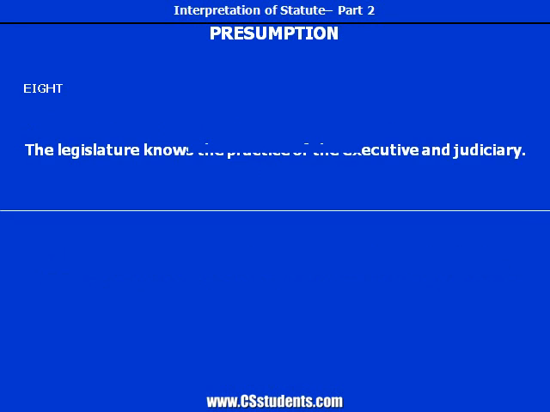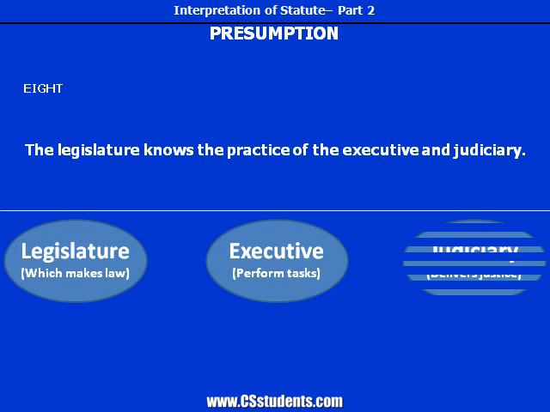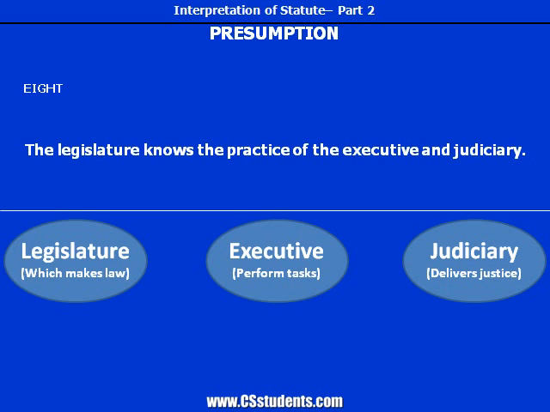Eighth, that the legislature knows the practice of the executive and judiciary. As we know, there are three independent elements of a nation's administration: the legislature, which makes law; the executive, which executes various administrative tasks, including all the ministers and government employees; and the third is the judiciary, which includes all courts.